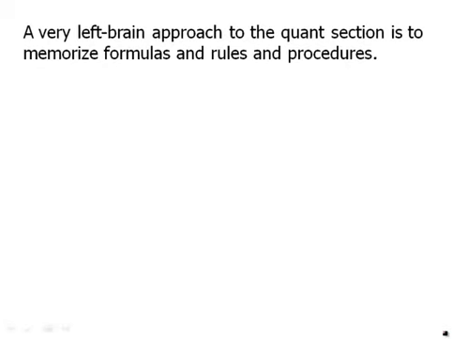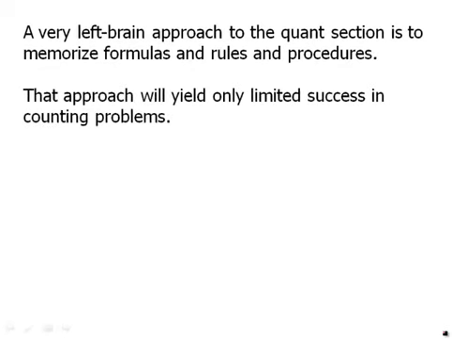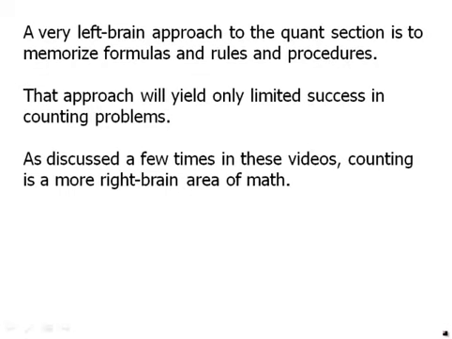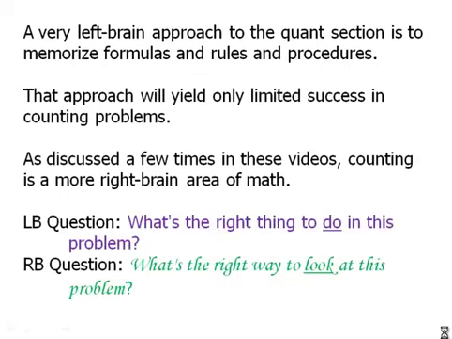A very left-brain approach to the quant section is to memorize formulas and rules and procedures. That approach will yield only limited success in counting problems. As discussed a few times in these videos, counting is a much more right-brained area of mathematics. The left-brain question is, what is the right thing to do in this problem? The right-brain question is, what is the right way to look at this problem? What is the right way to frame the information? What are the right perceptual choices to make in order to dissect the problem?